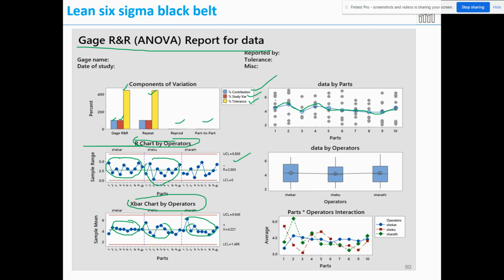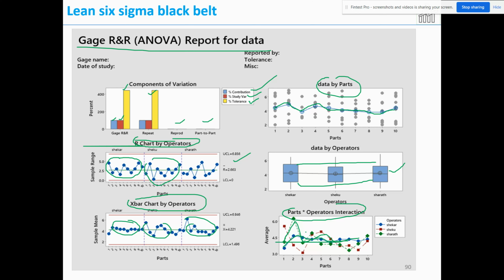That means each person, see the first person, there are 10 parts. The first person checks the 10 parts and there is a mean. The 10 part dimension is standard, but that should not change. But if you see, everything is changing here, it is distorted. Therefore this data by part is also not okay. Then if you see the box plot, there is more variation in the inspection, as well as the average is not in line. Then in the part to part operator interaction, the pattern of all the three is distorted.